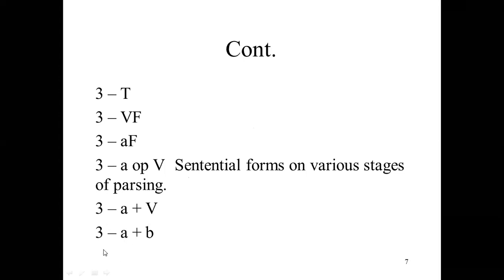So this is also called the sentential forms. All these steps are called the sentential form. 3 minus A plus B, it is true, it is an expression, but in the context of compiler design, this is called the sentential form. This is also a sentential form. All the steps whatever we are seeing here, watching here, all are called the sentential forms.